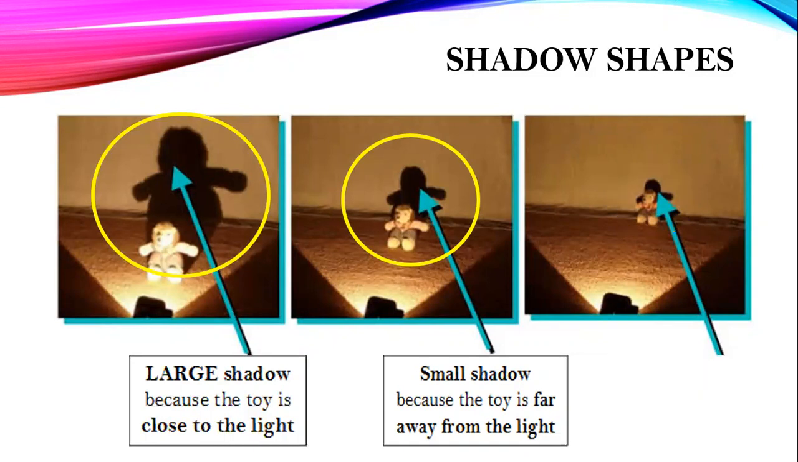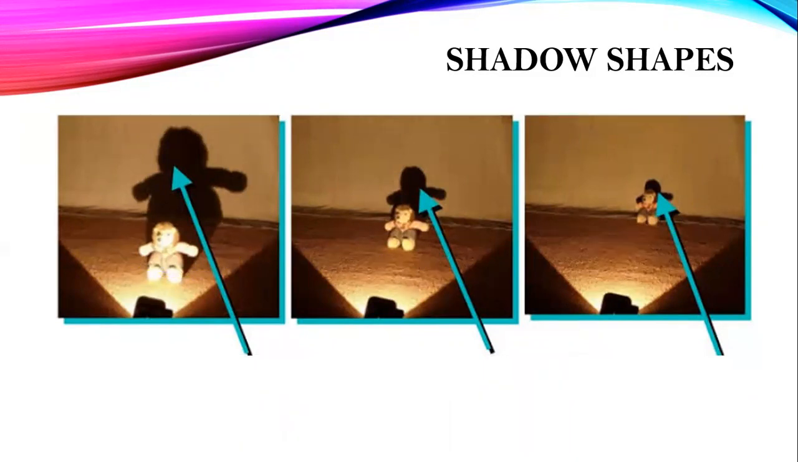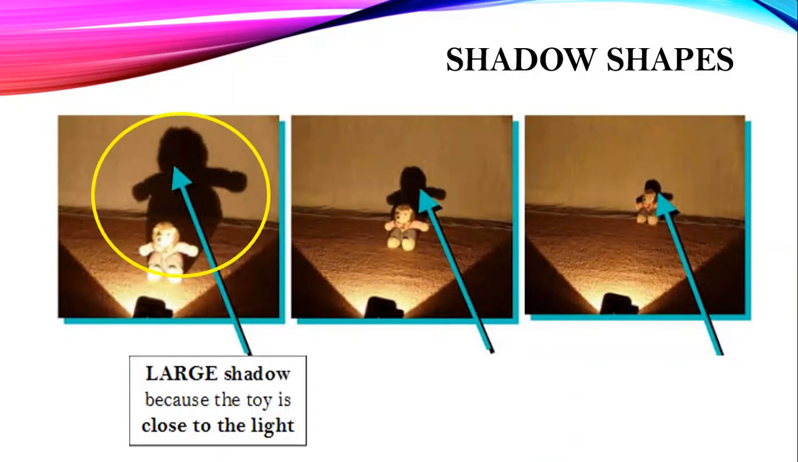So one more time. The first picture shows a large shadow, and this is because the toy is close to the light source. Please take care that in those three pictures, we didn't change the position of the light source. We kept the light source in the same position. We just changed the position of the toy. So when we place the toy close to the light source, we got a large shadow, because as we go nearer to the light source, the shadow becomes larger.